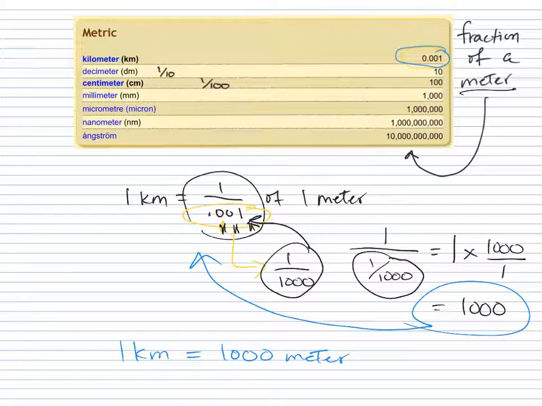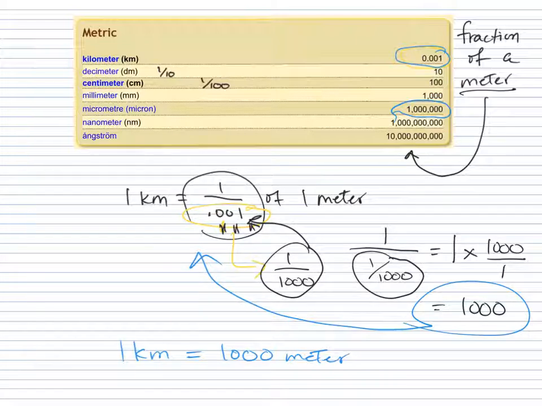So that's confusing, the way that they wrote the table. The rest of them make sense, right? So a nanometer is 1/1,000,000,000th of a meter. And a micron, sorry, that's 1/1,000,000th, isn't it? Sorry. A micron is 1/1,000,000th of a meter.